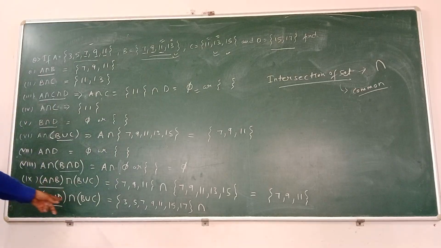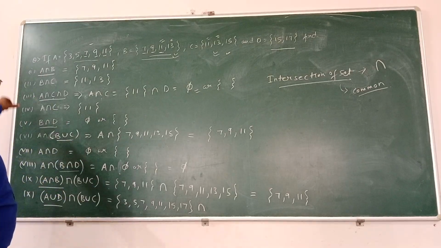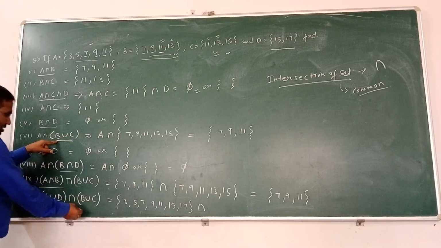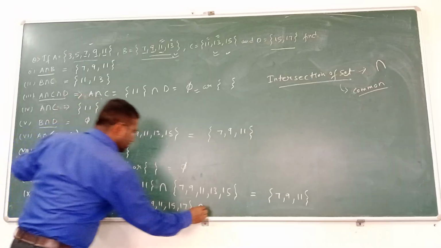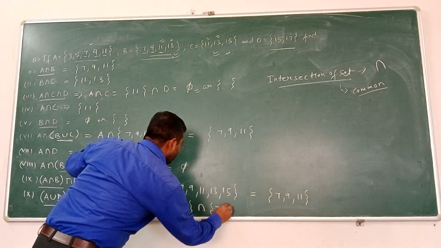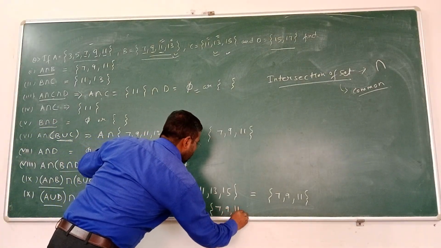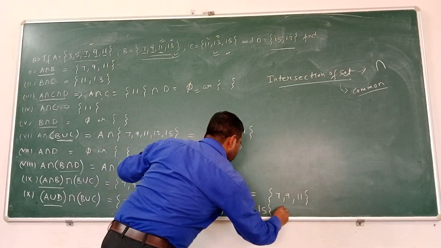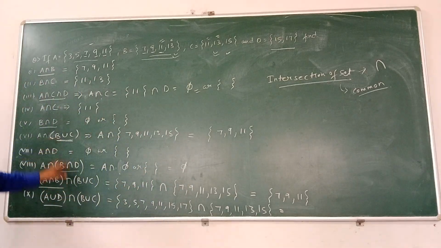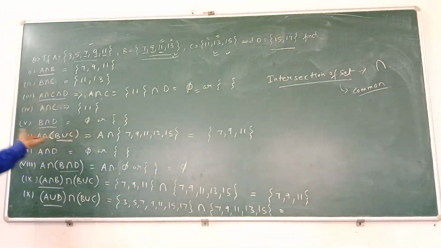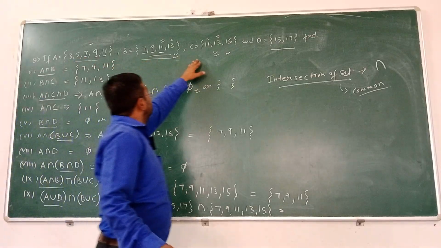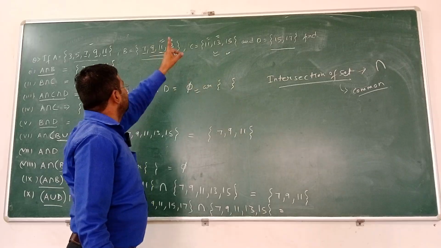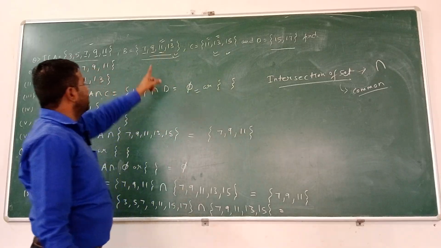Okay, now intersection B union C. So B union C, you have written already. See this B union C. Same thing you will write here: 7, 9, 11, 13, 15 will be there. So B union C is already written here. So write down how you have written it. B union C means 7, 9, 11 are common, so write down one time. 13 is common, only write down one time, and 15 is there.